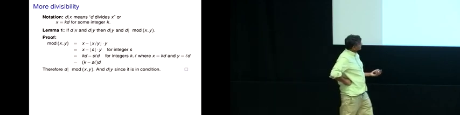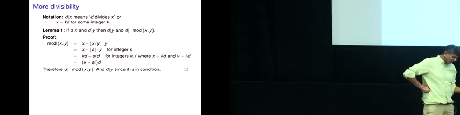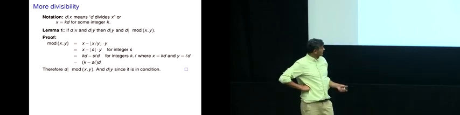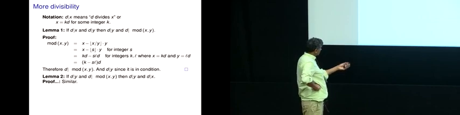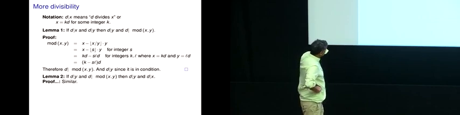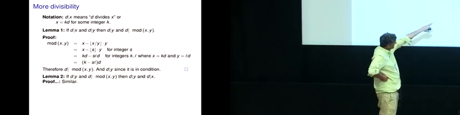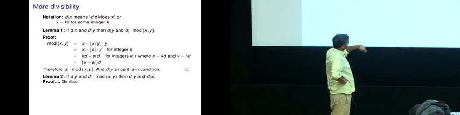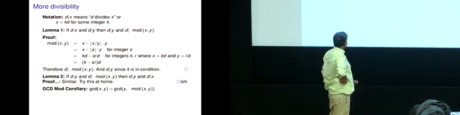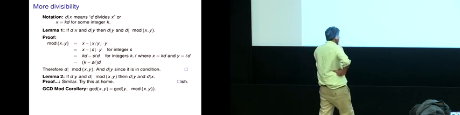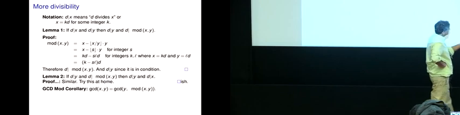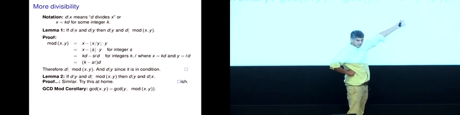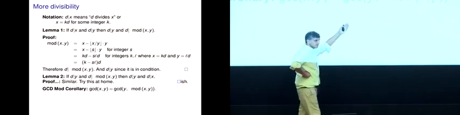Okay, so we can be even more aggressive. I'm just setting up this induction, this recursive procedure. I can go the other way too. So if d divides y and d divides mod xy, then d divides y and d divides x. So this is an if and only if. So what it says is that the GCD of x and y is equal to the GCD of y and this expression, which is the remainder of x divided by y. That's already it. Now we're done, right?